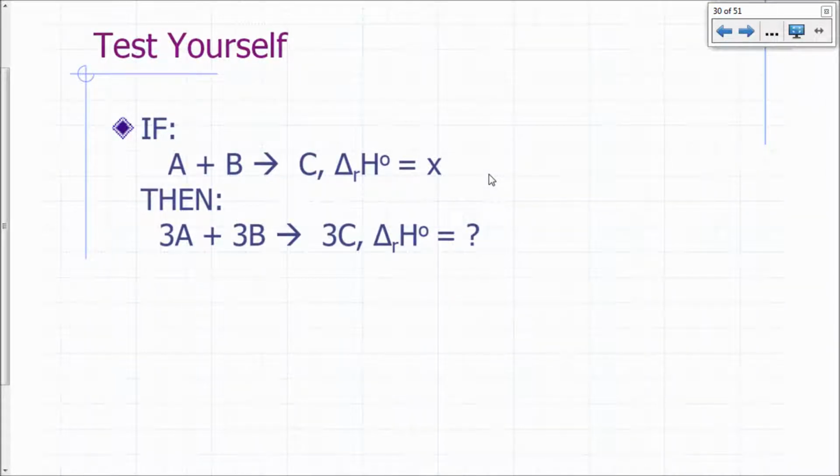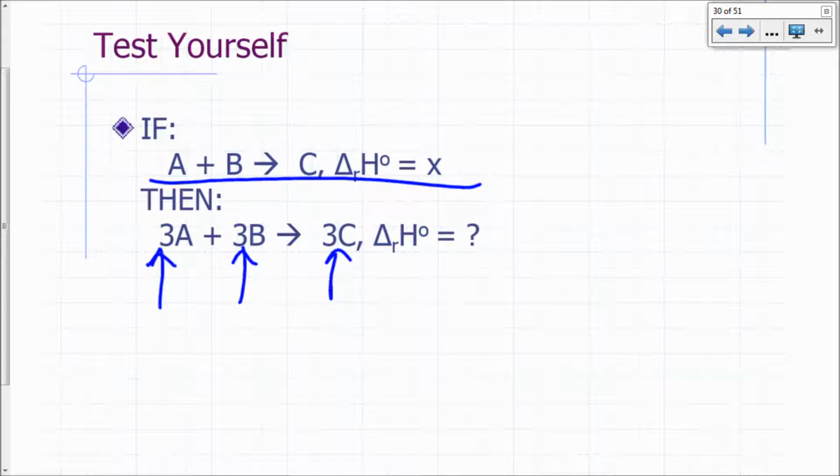How about this one? A plus B gives you C, and delta H for that reaction happens to be, let's say, X. Well, if I change my coefficients to 3, 3, and 3, what would be my delta H? 3X. Okay. If 1 mole and 1 mole to give you 1 mole gives you X, then if I triple the amounts, 3 moles instead of 1 mole, I triple the delta H.